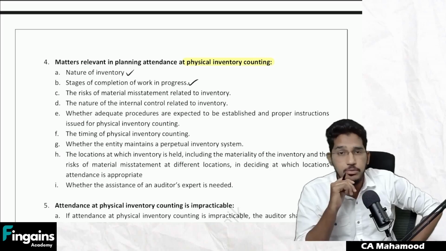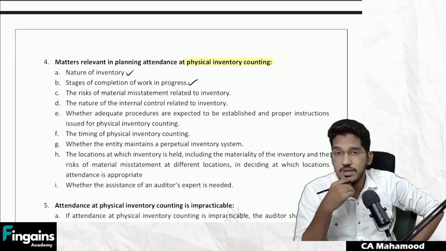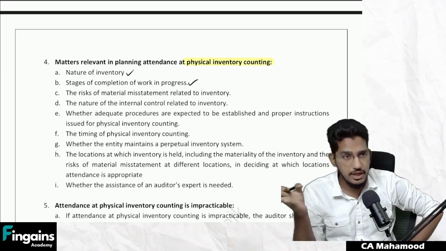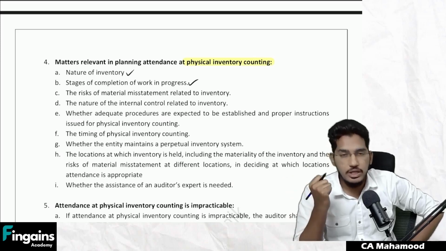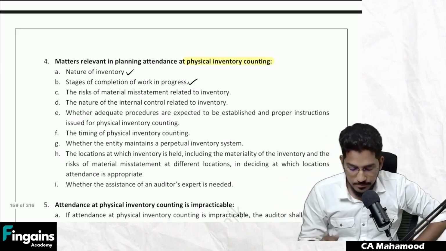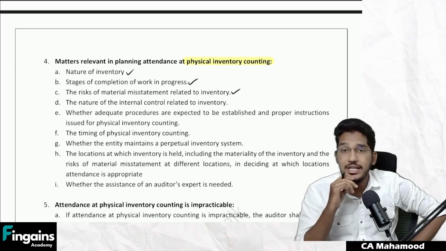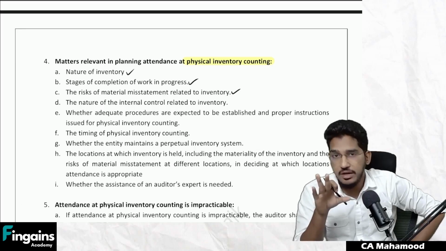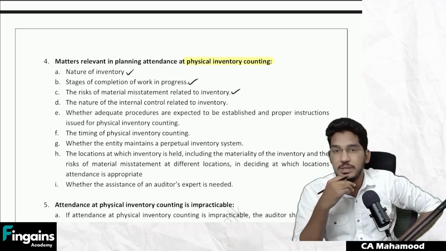Stages of completion of work in progress. If it is work in progress, what is the stage of completion? 60%, 50%, 30%, 40%. So try to determine stages of completion of work in progress. The risk of material misstatement related to inventory. You have found the inventory. What chances of misstatement could be there in the inventory?